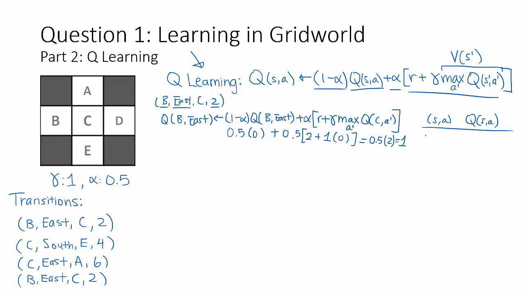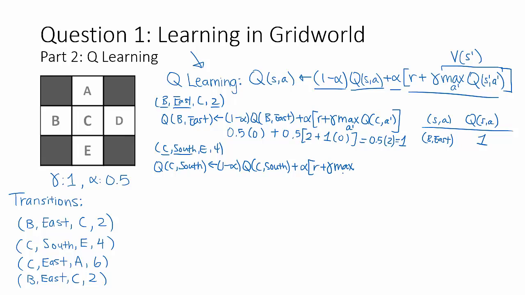Let's write that in our table here. So we have B east, and the value will be 1. Our next transition is C south, E, and 4. The starting state for this transition is C, and the action taken is south, so we'll be updating the Q value for C south. And that's going to be set to 1 minus alpha times the current value for Q of C south, plus alpha times the reward plus gamma, max over all actions A prime of the Q values starting from the landing state, which in this case is E, so Q of E, A prime.